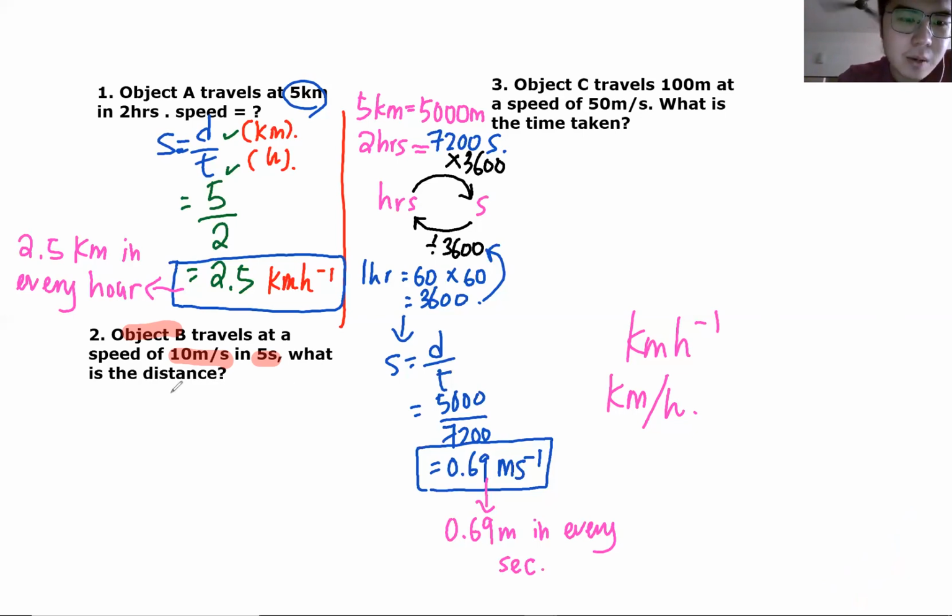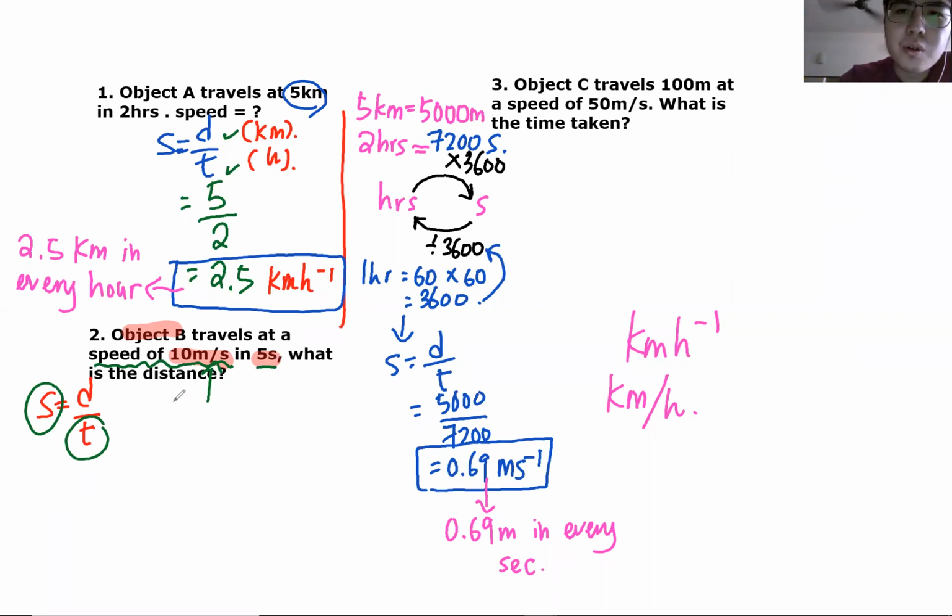Okay, so let's start with the formula. S equals D over T. What is given? We have speed, 10 meters per second is speed. If you look at the unit, this is the unit for speed, m/second. You straight away know this is speed. 5 seconds is time. You also got. The only missing is distance. So you want to find distance, right?